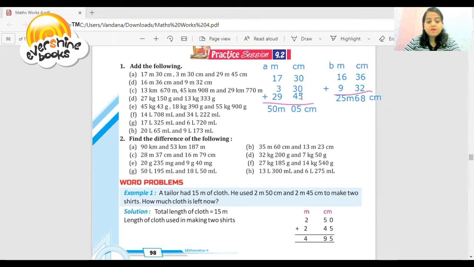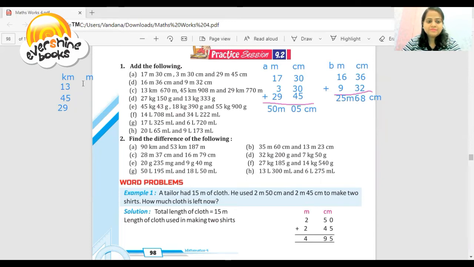Okay, got it? Now come to this question. This is your C1, 13 kilometer, and you have to write here kilometer and then meter. So write here number kilometer and meter. So 13 kilometer, 45 kilometer and 29 kilometer. So write here number 13, 45, and 29. And after this you have to check meter.